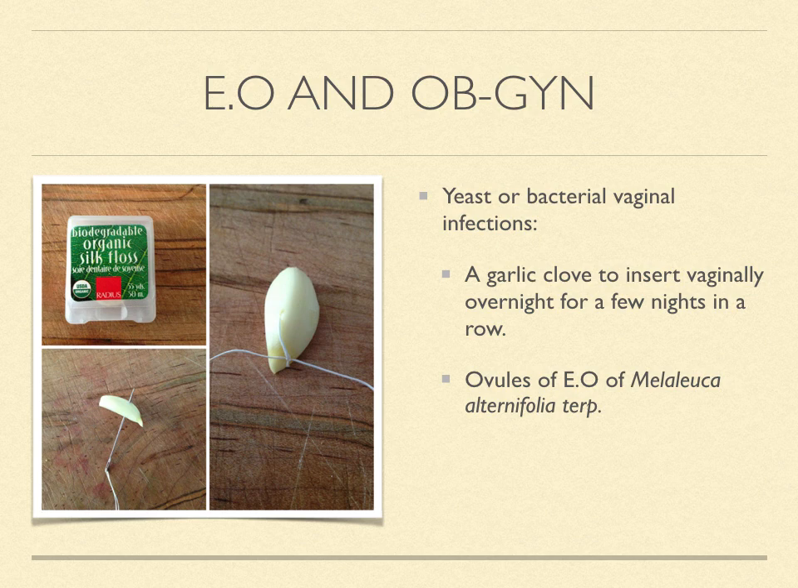So how it's used, it's basically the garlic tampon is inserted as far up as possible close to the cervix overnight, possibly with a panty liner, for a few nights in a row.